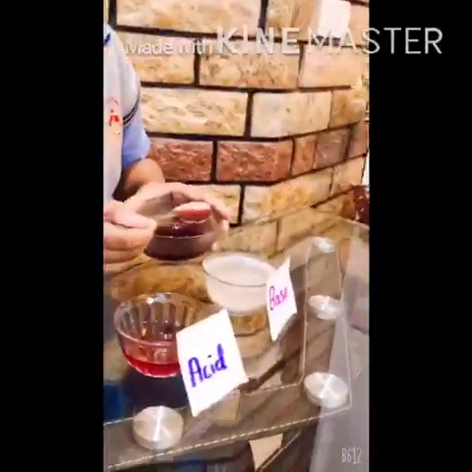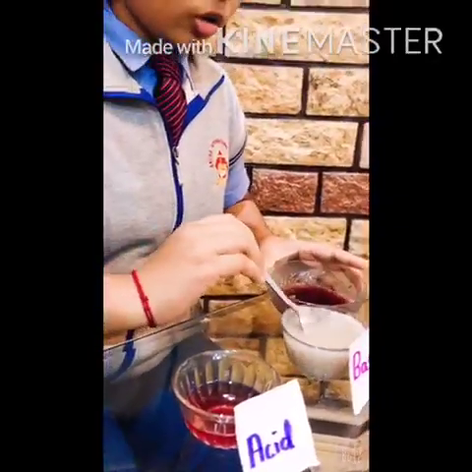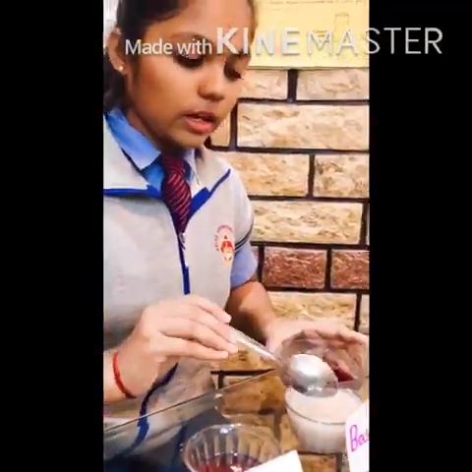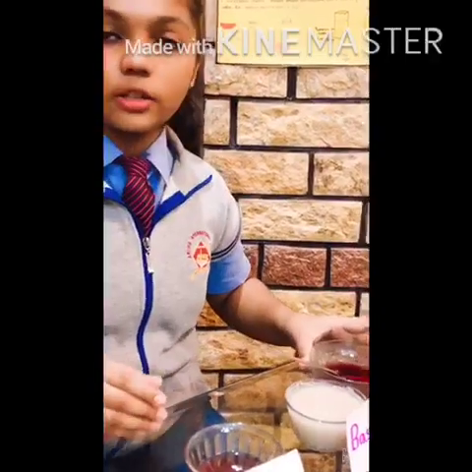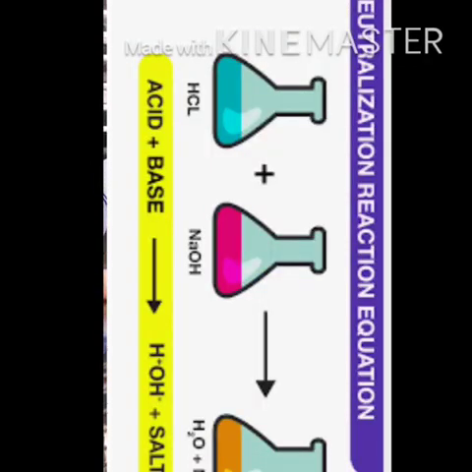Let me do the same thing for the bleach. Let me add 2 spoons of beetroot juice. You can observe there is no change of color. This says that the beetroot does not react with the base. This concludes that beetroot as an indicator reacts with the acid, that is vinegar, and does not react with the base, that is bleach. Neutralization reaction.